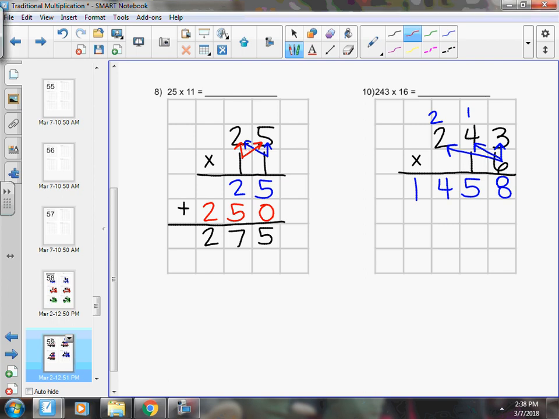Now let's focus on our 1. And our 1 is in the tens place, so don't forget our 0. We're going to do 1 times 3, then 1 times 4, then 1 times 2. 1 times 3 is 3. 1 times 4 is 4. 1 times 2 is 2. Add both of our products together for our final product.